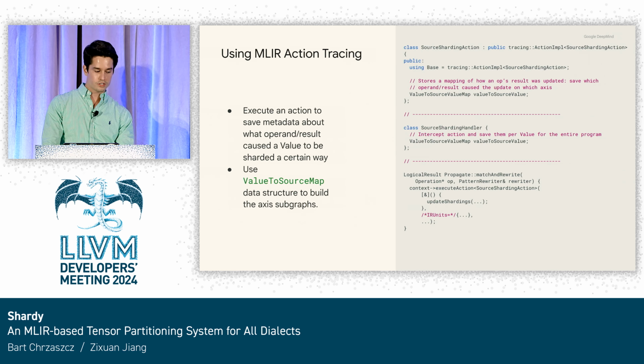The way we do so is using the MLIR action tracing framework. We create an action when we're about to update the shardings of an op's operands and results, which figures out the op-local trace information. Then we have a handler which saves this for the entire program. After propagation is done, we save these for Model Explorer to understand.